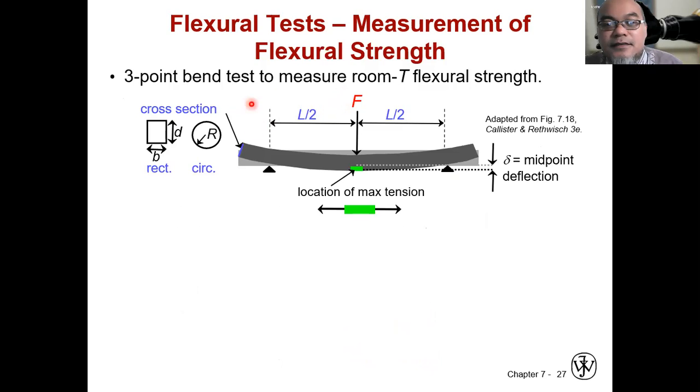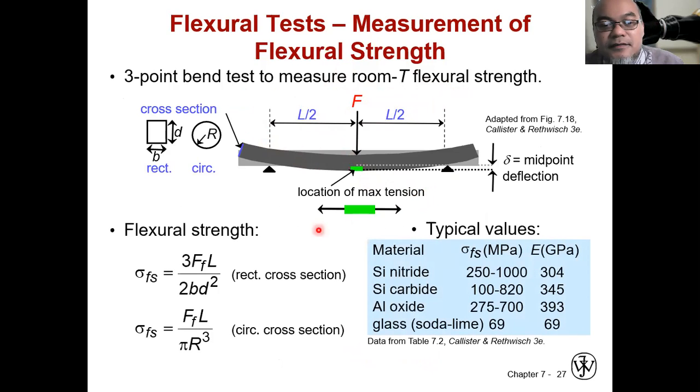We can also use 3-point bending to measure the flexural strength, the strength just before it fractures. Here in the location of maximum tension, the flexural strength sigma fs equals 3FL, the length, divided by 2bd squared. This is for a rectangular cross section. If it is a circular cross section, it is divided by pi r cubed. Yeah, the flexural force times the length.